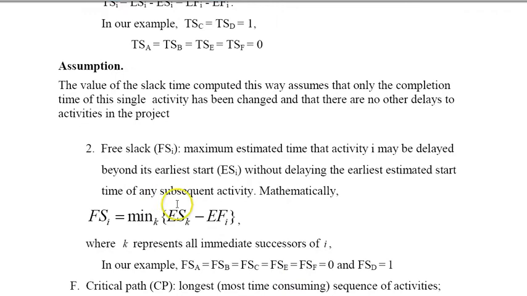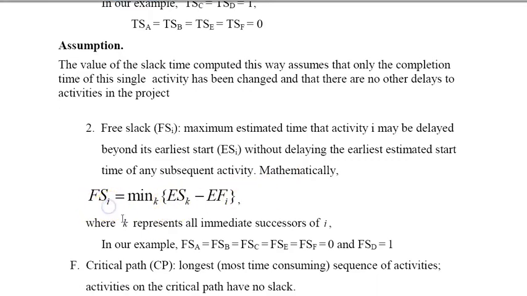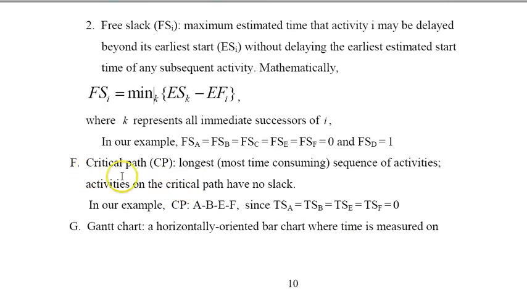So that's where we can talk about the free slack, which is the maximum estimated time that an activity i may be delayed beyond its earliest start without delaying the earliest estimated start time of any subsequent activity. Mathematically, for activity i, you pick all activities that are immediate successors. For each one, you compute ES_k minus EF_i for activity i, and you pick the minimum value for those, and that gives you the free slack. Okay. We talked about the critical path, the longest path in the network.